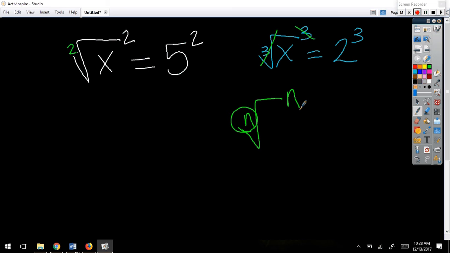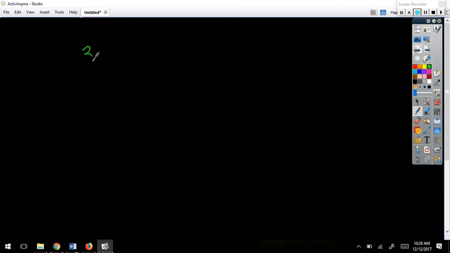Because anything over itself is 1. n over n would be 1. So let's say I had, we'll start easy. The cubed root of x minus 9 equals -1.